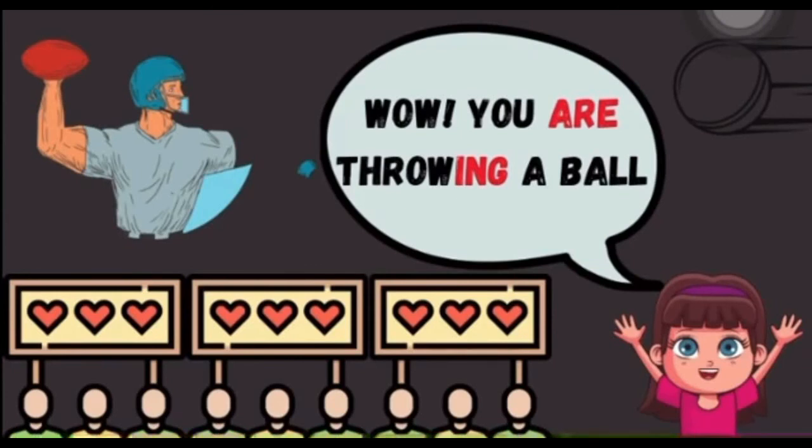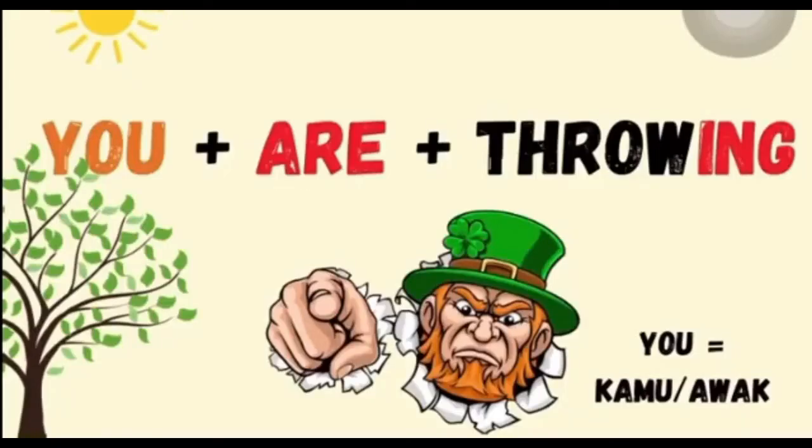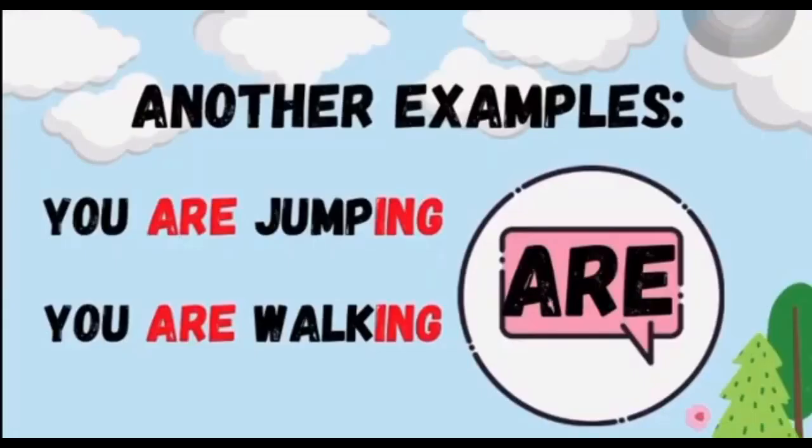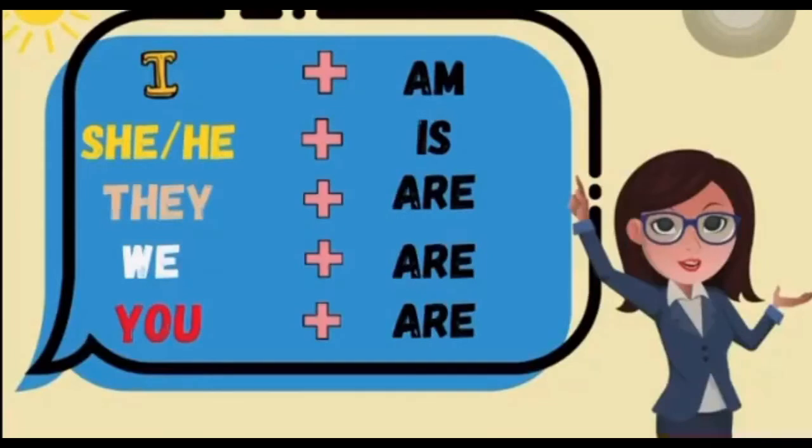Okay, next is you. For the subject you, you need to use are. Okay? Wow, you are throwing the ball. When you use the subject you, remember you have to use the word are. You are. Another example such as you are jumping, you are walking.